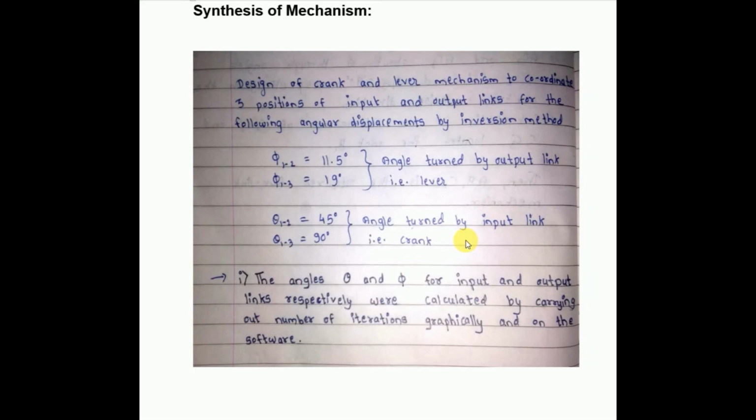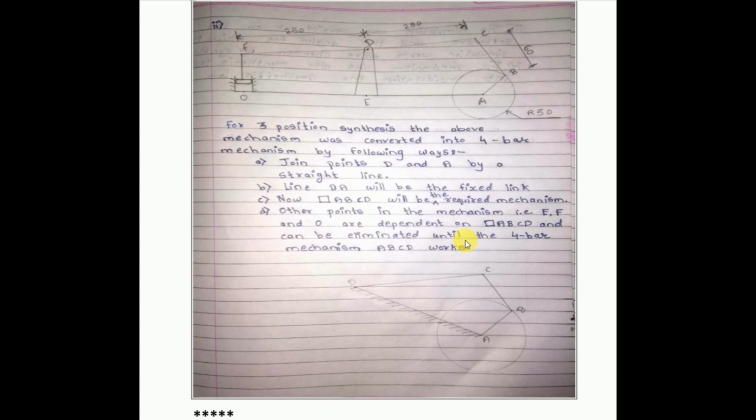Synthesis of mechanism was carried out using inversion method. The synthesis was basically a 3-position synthesis. Before performing synthesis, our beam engine mechanism was converted into 4-bar mechanism using following procedure. The point A is the center of crank and point D is a fixed point. So we joined points A and D, and hence the line joining point A and D is a straight line and is a fixed link, as both these points A and D are fixed.